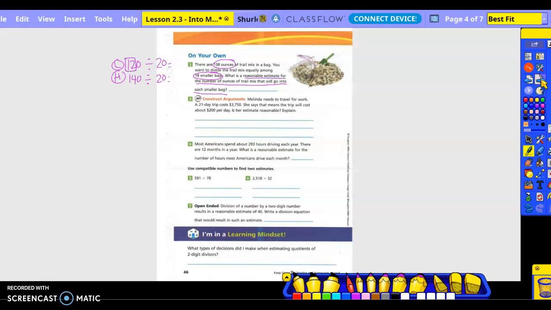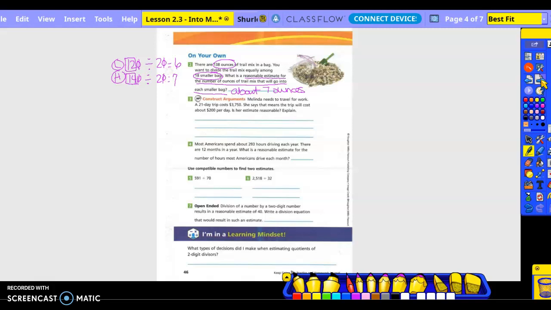Okay. What do I put in my box? 12. Mark off a 0, mark off a 0. 12 divided by 2 is 6, okay. Next one, what do I put in a box? 14. Mark off a 0, mark off a 0. 14 divided by 2 is 7, okay. So which one is closer? The 120 or the 140? The 140. So we're going to go with the higher estimate. So about 7 what? Ounces.